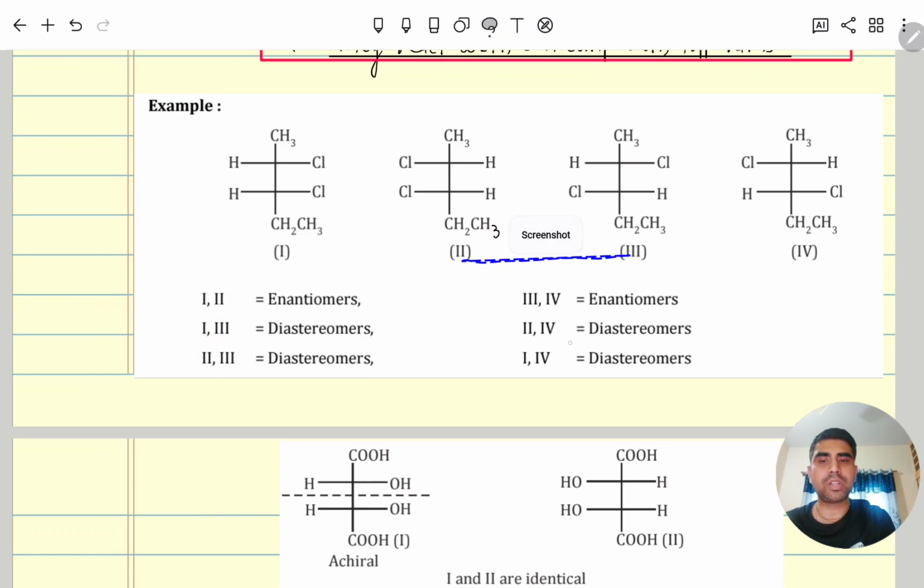Next, coming to 2 and 3. Here Cl is there, here H, Cl is there. If it were a mirror image, the H, H should come here. So these two are both diastereomers.